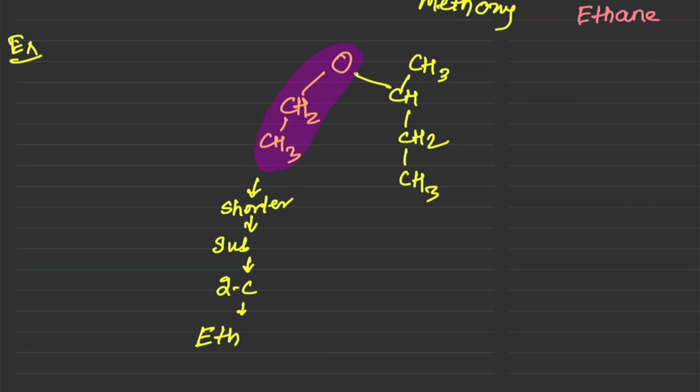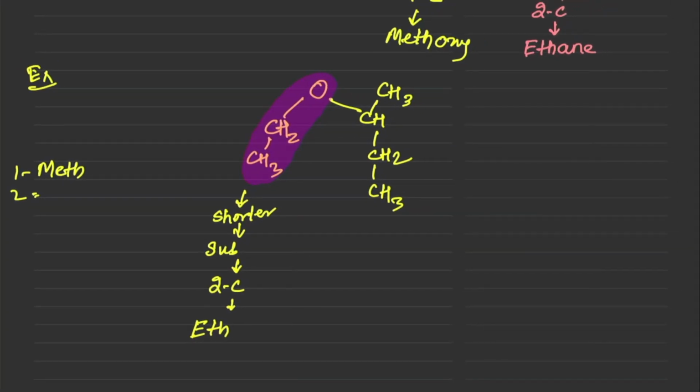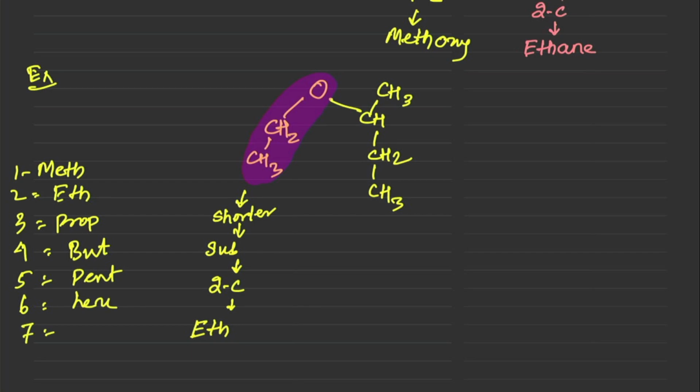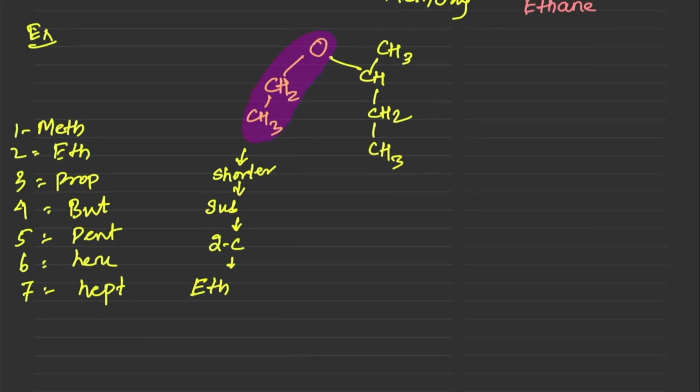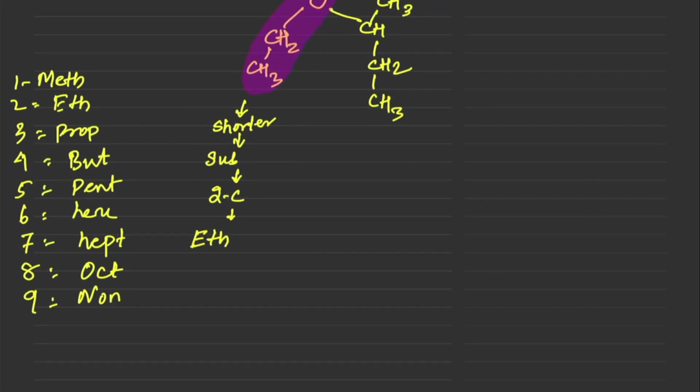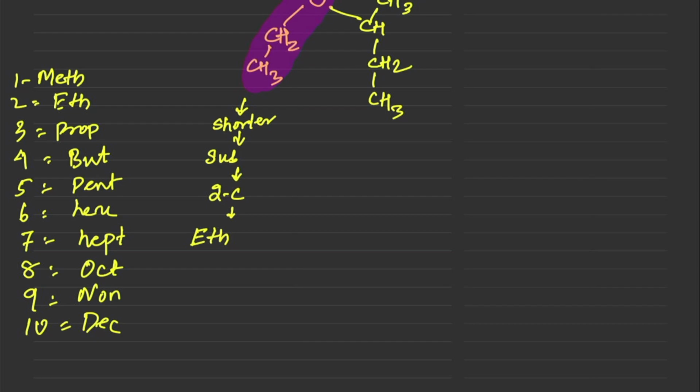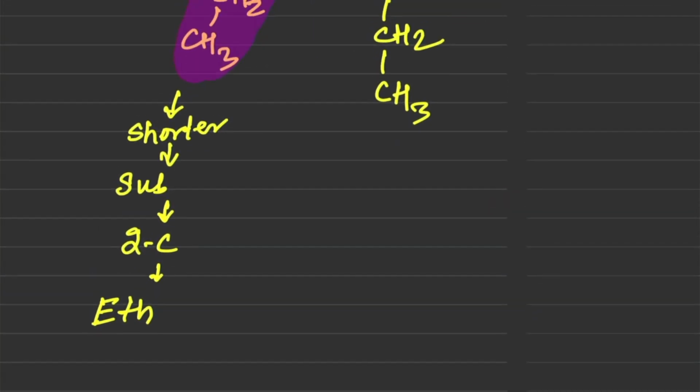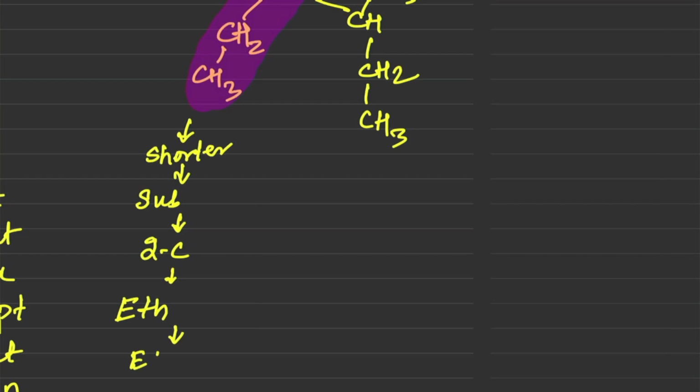So if you have forgotten, 1 is meth, 2 is eth, 3 is prop, 4 is but. So those are the names you're gonna add to this. 5 is pent, 6 is hex, 7 is hept, 8 is oct, 9 is non, and 10 is dec. Okay, so it's gonna be 2 carbon atoms. How do we write the substituent? You just add oxy, ethoxy.